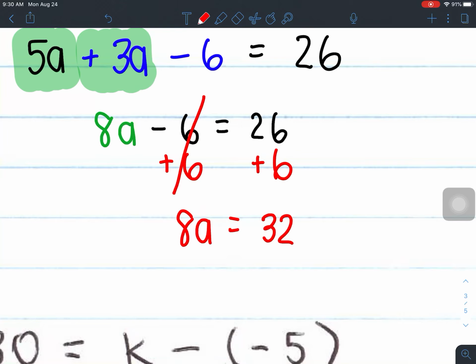Okay, and if I forget to add to this side, I'm going to end up with 26, so make sure you do the same thing to both sides. If you add 6 to one side, you have to do it to the other side. That's only if you're moving things from side to side.